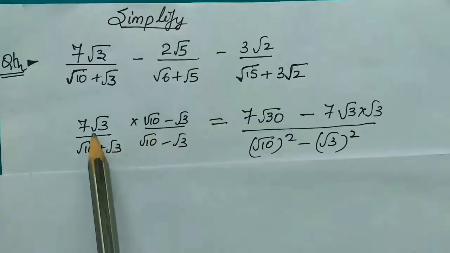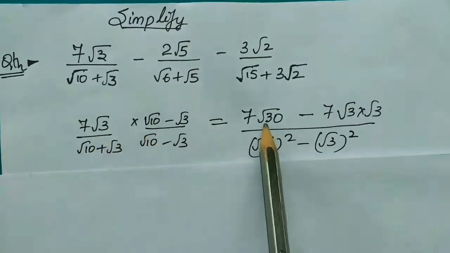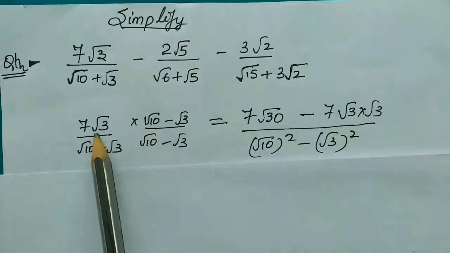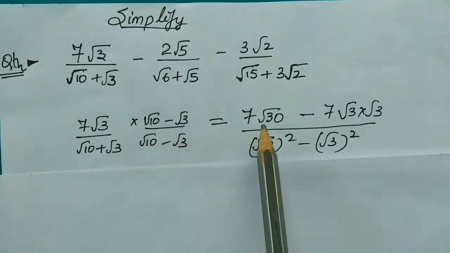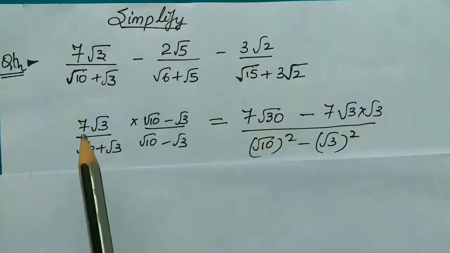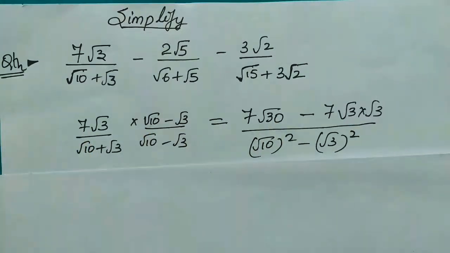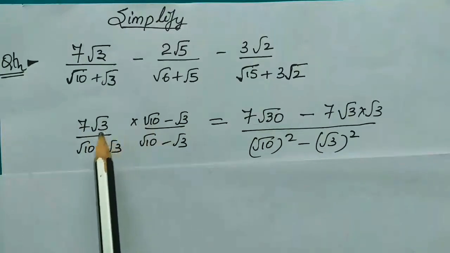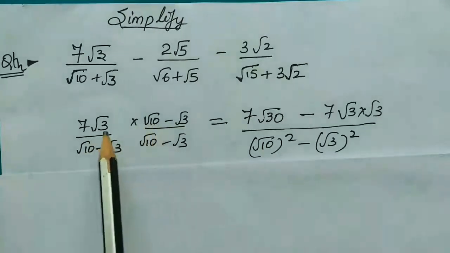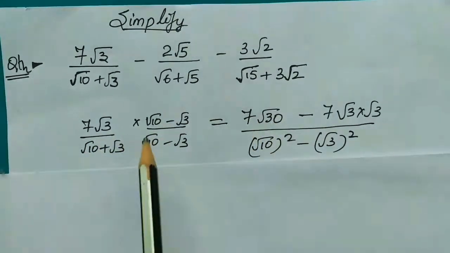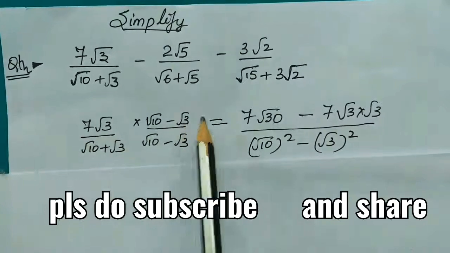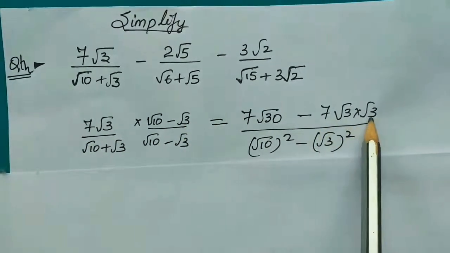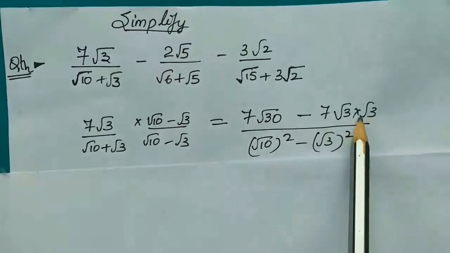What you get here is 7 into root 3 into root 10, which is root 30. Square root of 3 into square root of 10 can be multiplied and put as root 30. You should not multiply cube root of 3 and square root of 10; that cannot be done. Here, since both are square roots, you can multiply both. So 7 root 3 into root 10 gives root 30. And 7 root 3 into root 3 is 7 into 3, which is 21.